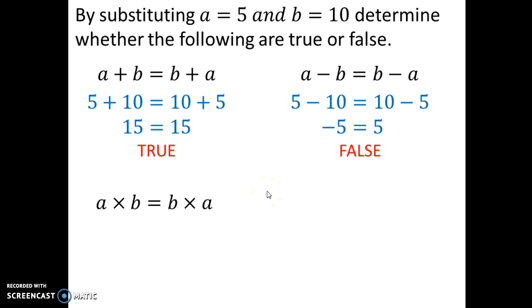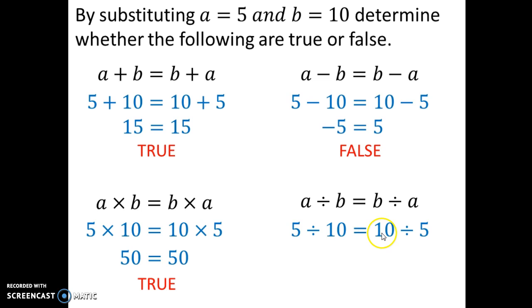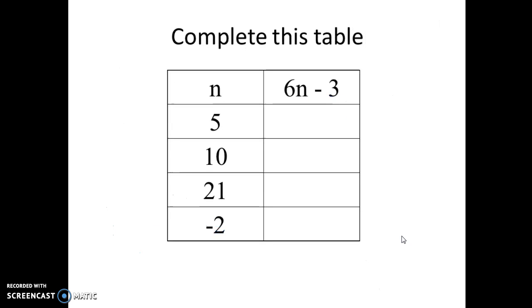Let's have a look at multiplication. If I multiply in different orders, will it make any difference? 5 times 10 or 10 times 5? Both sides give me an answer of 50. So it's a true statement, so it doesn't matter what order we multiply. We will get the same answer. Division. Now, if I go 5 divided by 10, that's a half. 10 divided by 5 is 2. Or a half, or 0.5. So those two are not equal, so it's very important what order we write our divisions in, so be careful of that.